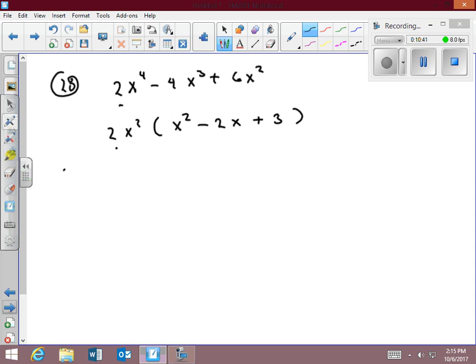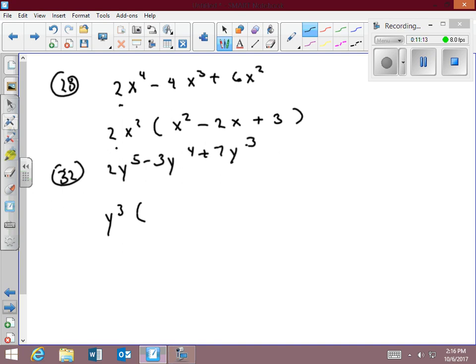I'll do 32. 2y^5 minus 3y^4 plus 7y^3. Notice every one of the numerical coefficients are prime numbers, right? 2, 3, and 7. So there's no common factor in terms of numerical coefficients. Now in terms of variables, what's common? Y to the third, right?